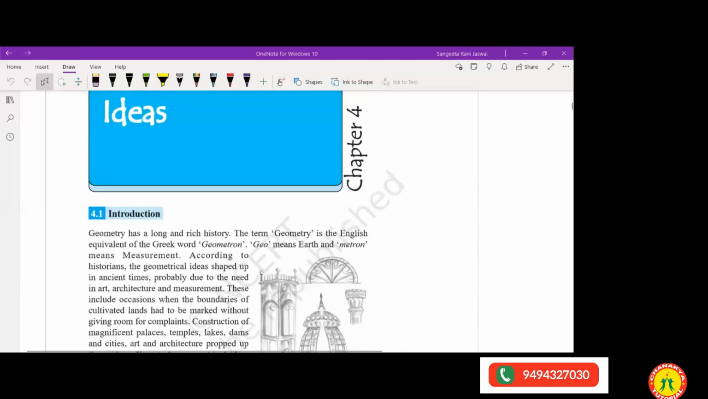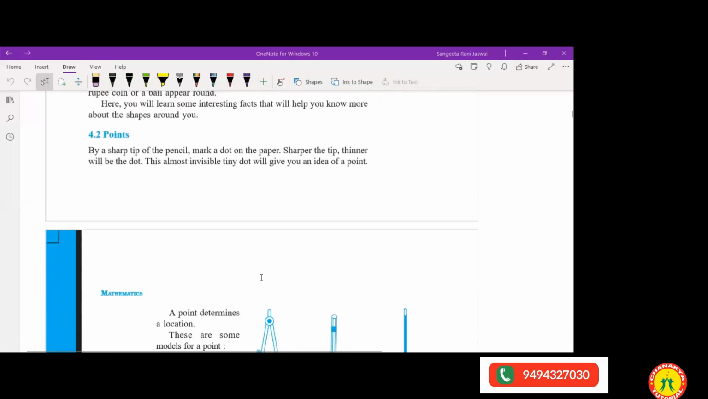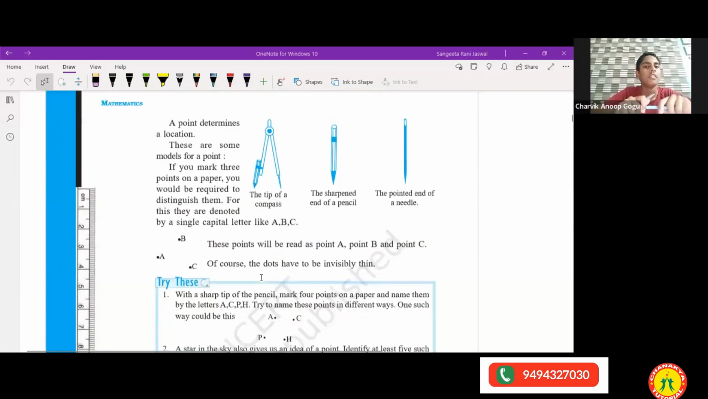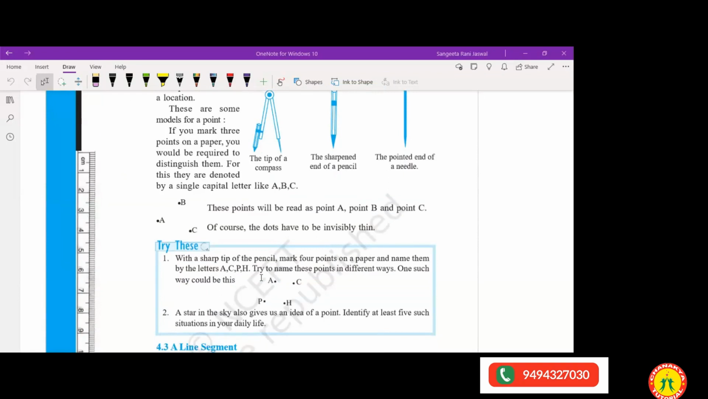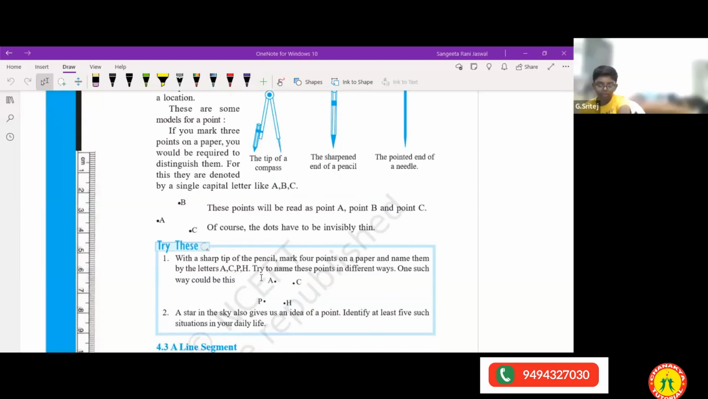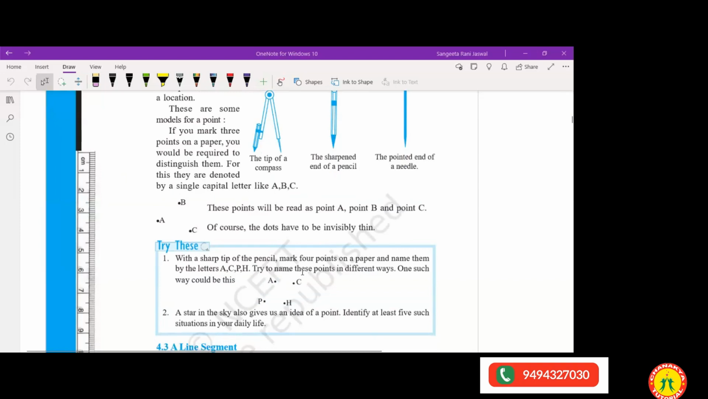Geometrical ideas. Now, geometry means what? Ma'am, geo means earth and metry means measurement. Exactly. Geo means earth. You have geography in your schools also, where you learn about whatever is there on the earth. Same way we have geometry, which deals with geometrical shapes, any kind of shape.